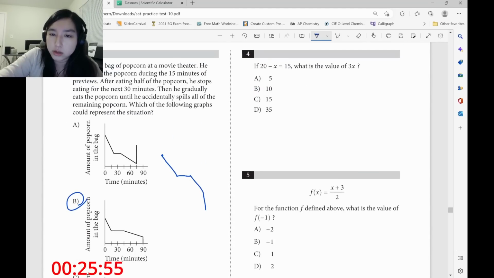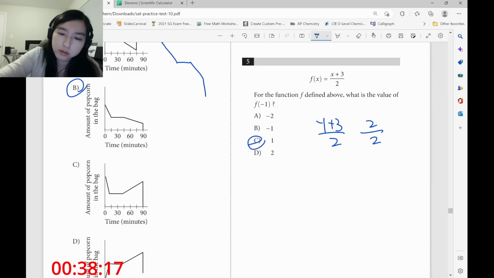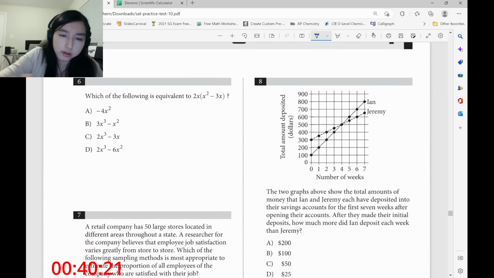Alright. x equals 20 minus 15, 5. 3x will be 15. Alright, let's look at this one. f of negative 1. Negative 1 plus 3 over 2 is going to be 2 over 2, 1. Alright, let's look at this one. 2x cubed minus 6x squared.